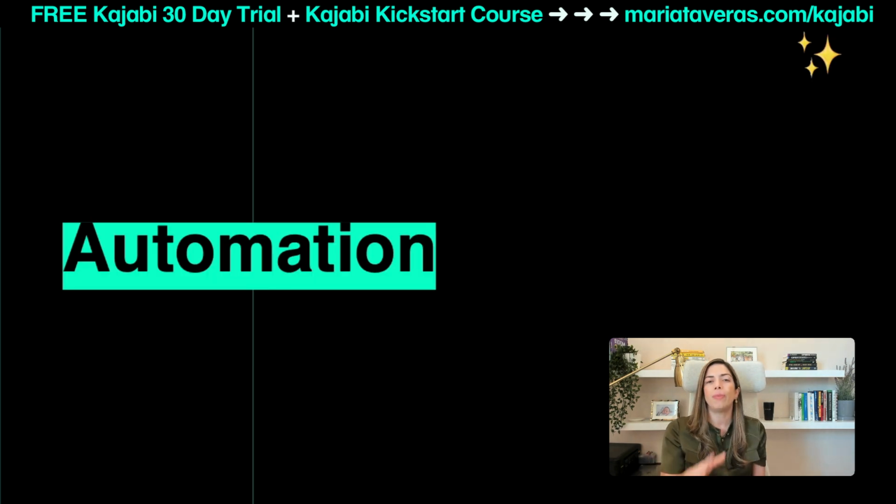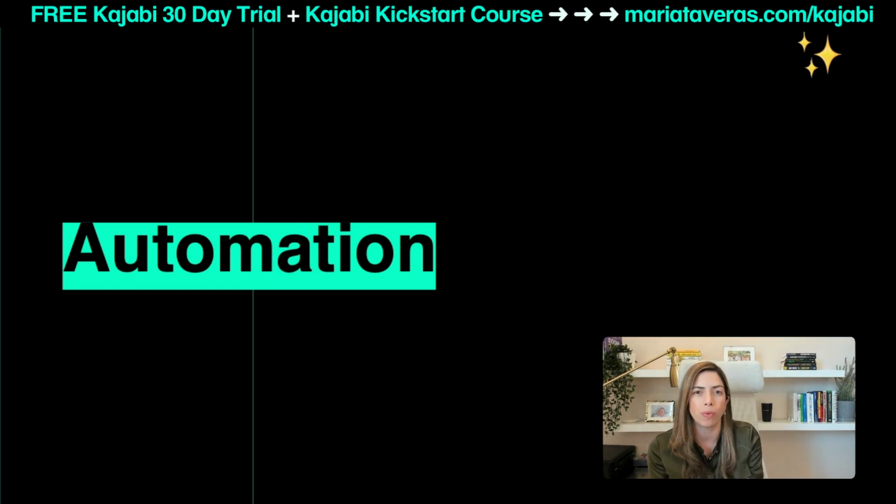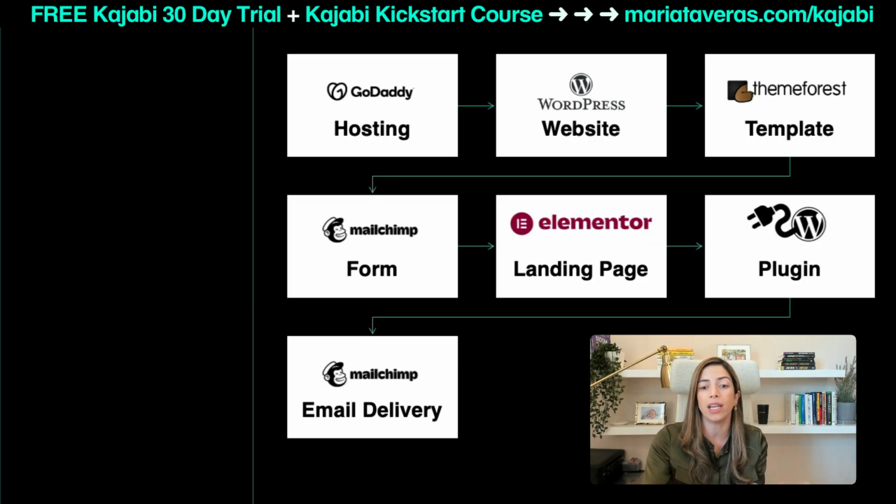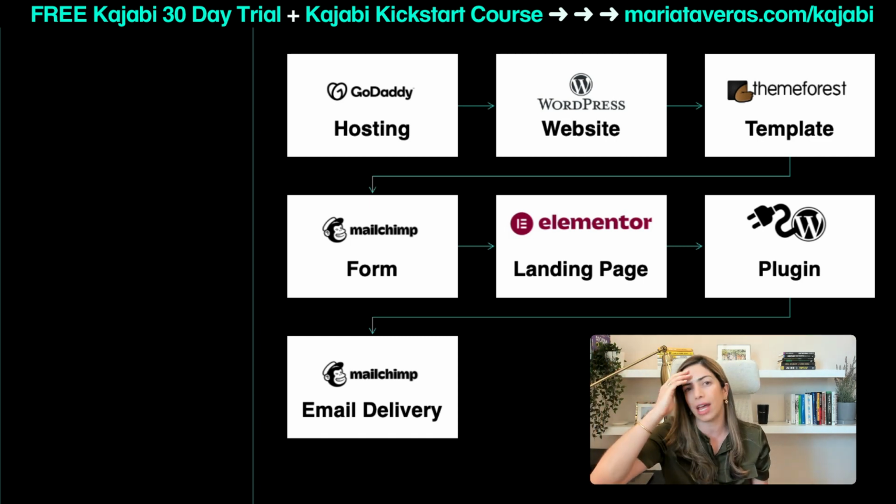So basically, it's all about automation. Automating all your processes using the email sequences to give them value, to offer them your product, to offer them your course, or anything that you want. Yes, there are other ways. There are other platforms. Another way to do this would be to get a hosting with GoDaddy, for example, or HostGator, or anything you want.